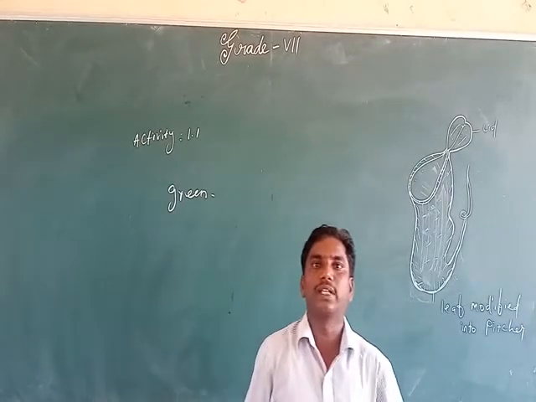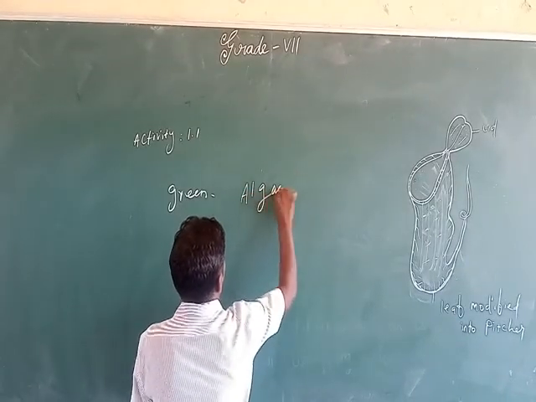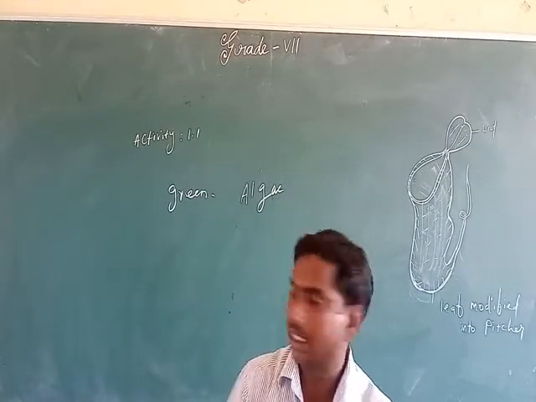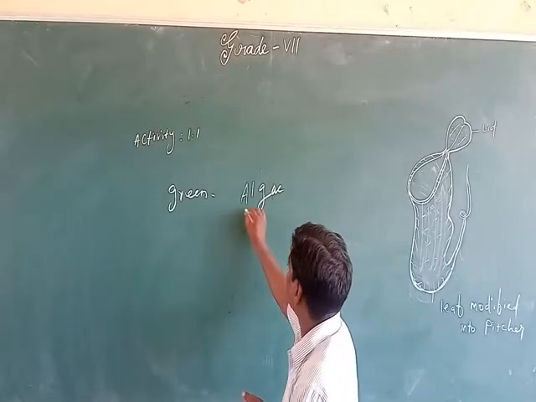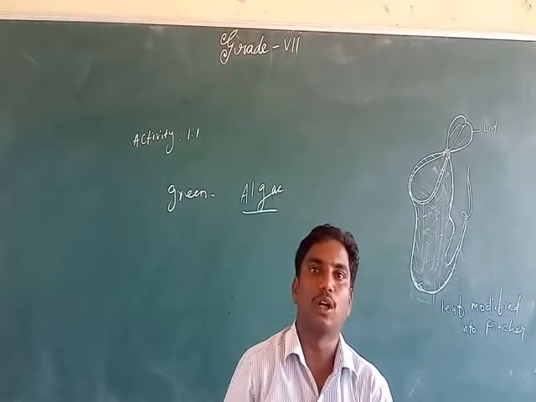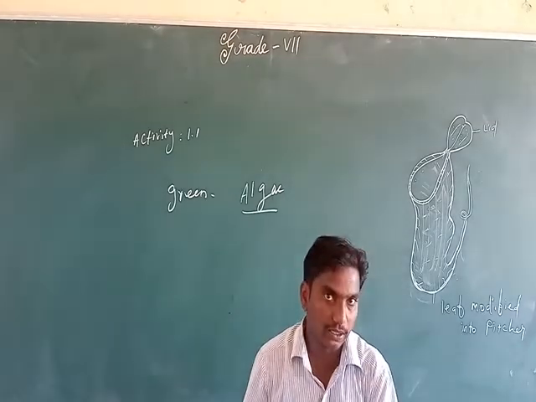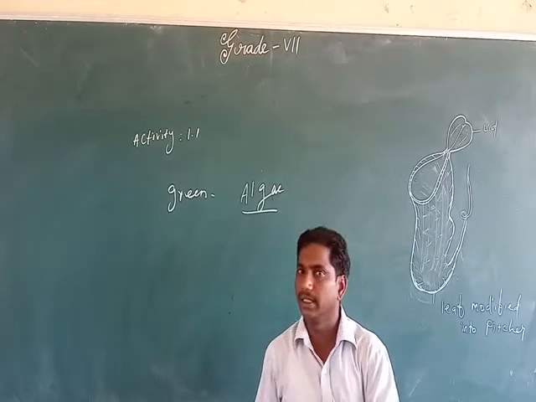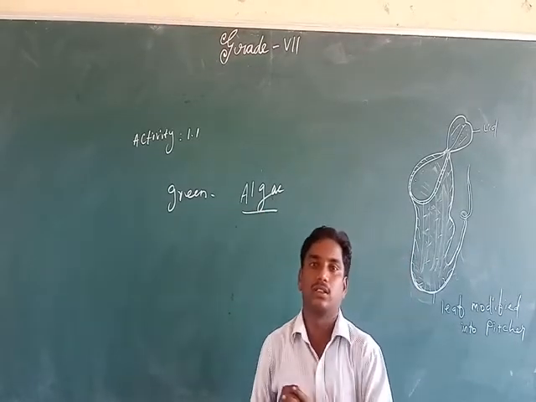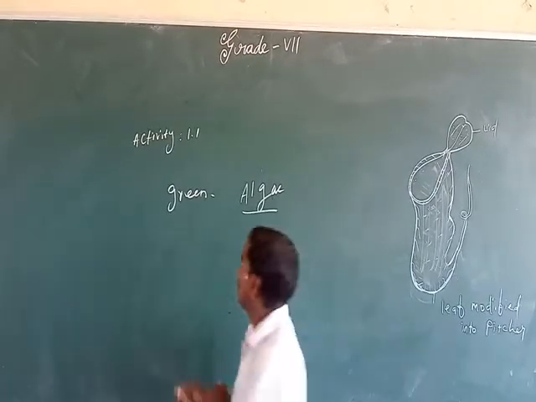Just imagine, what is this? That is nothing but algae. Algae is a living organism. It can grow in stagnant water, isn't it? So why does that algae look green in color? Because the algae contains the green pigment that is called chlorophyll.